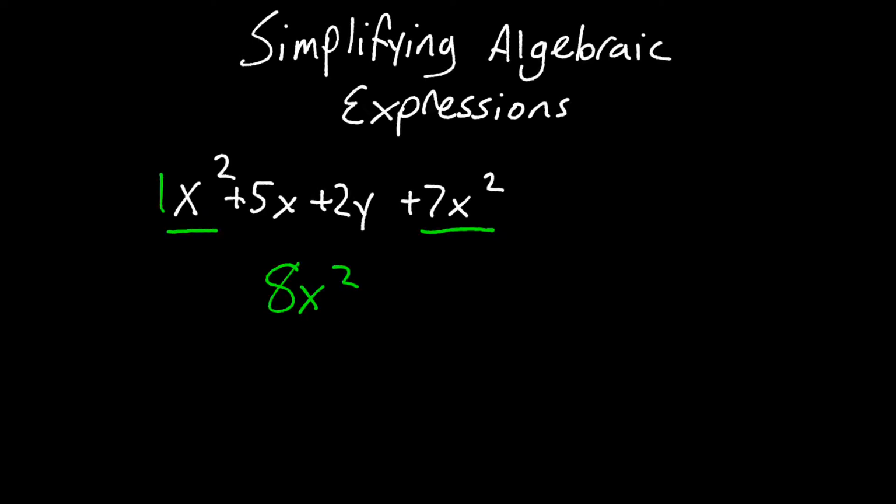and the rest of the expression stays exactly the same, because I can't do anything to combine the 5x and the 2y until I know what their value is. So my answer is 8x squared plus 5x plus 2y. And that's a terrible looking plus sign, but that's what it is. Okay, let's try a different one.